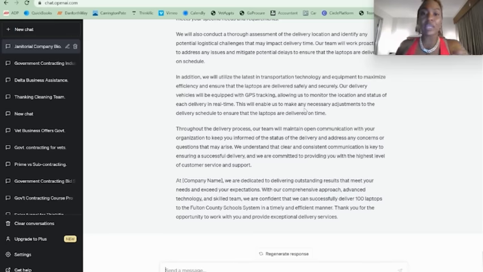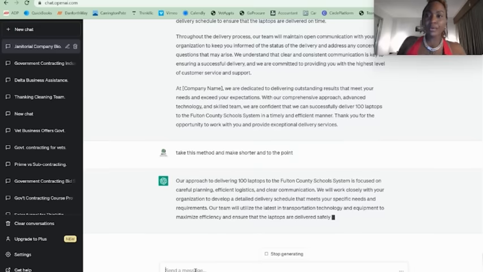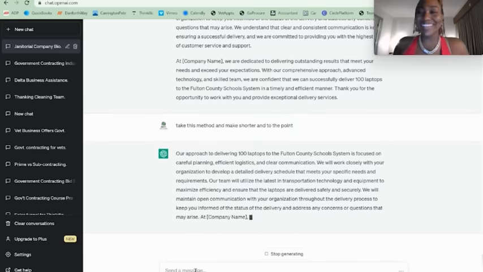So that's why I feel like ChatGPT is like our brain on steroids, because you're like, I know what I kind of need to do, but you may not be a good writer. I understand it's hard out here. So this really helps you narrow that focus, and you're talking to it like a person. And you can even make it shorter, like take this method and make it shorter and to the point. So it's like, okay, girl, that's too long.